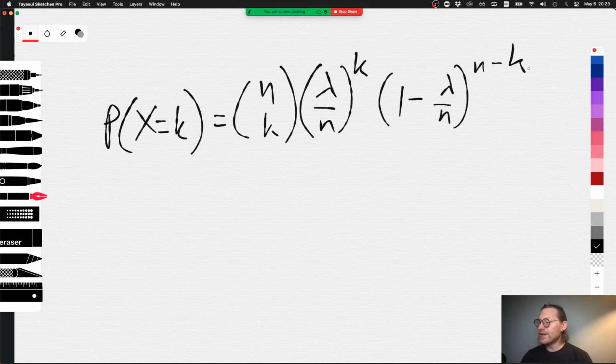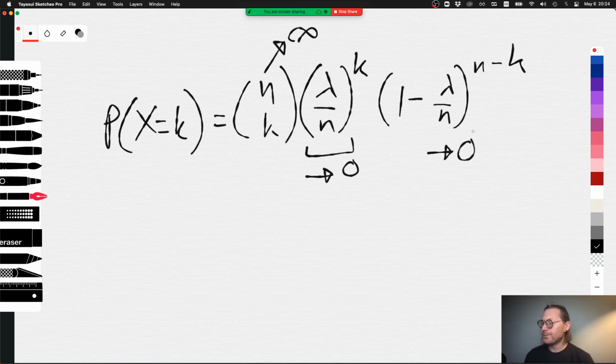Now, what we can do here is take this n and trend it toward infinity. If you notice what happens right here, this is going to go toward zero, and this is going to go toward zero, which means that this whole thing is going to go toward one.